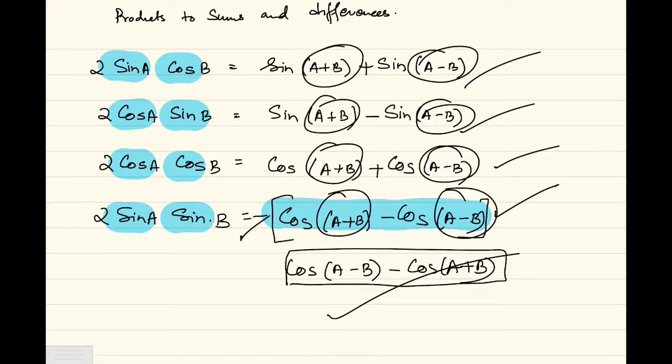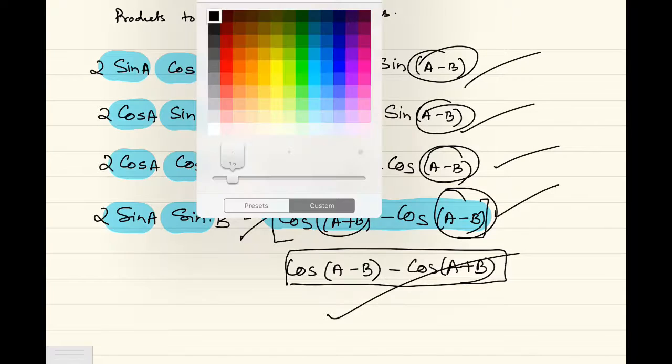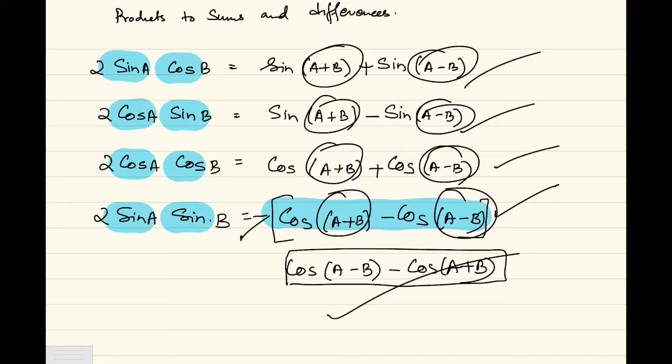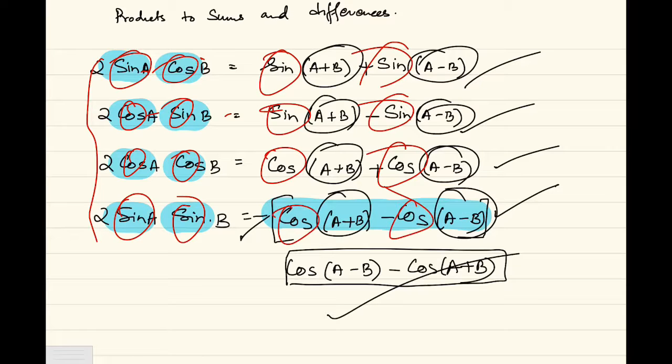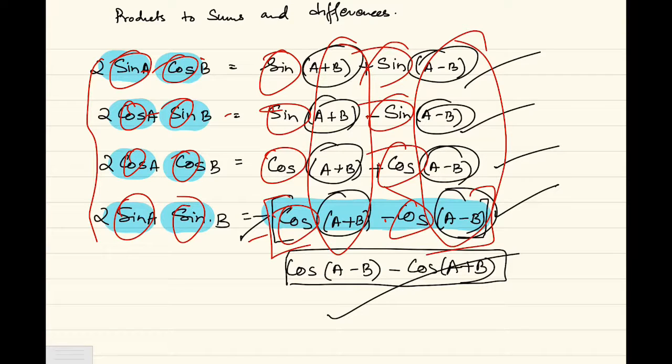I'll repeat again. How did I make this formula? Okay, let me do it in a different color here. So this formula was sine, cos, cos, sine, cos, cos, sine, sine, then AB, AB, AB, AB, 2, 2, 2, 2. I write it down here. Then sine, sine, sine, sine, cos, cos, cos, cos. All the a plus b's, all the a minus b's, plus minus, and only in the last one minus outside with the brackets. So that's how you remember this formula.